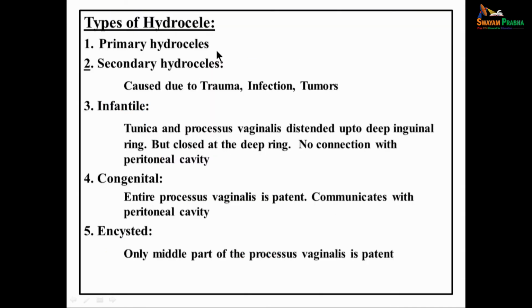The types of hydrocele: there are primary hydroceles, secondary hydroceles, infantile, congenital, and encysted. The secondary hydroceles are caused due to trauma, infection, or tumors. Infantile: the tunica and processus vaginalis is distended up to the deep inguinal ring, but it is closed at the deep inguinal ring so that there is no connection with the peritoneal cavity. In congenital type, the entire processus vaginalis is patent, so there is a communication with the peritoneal cavity. And in encysted, only the middle part of the processus vaginalis is patent.